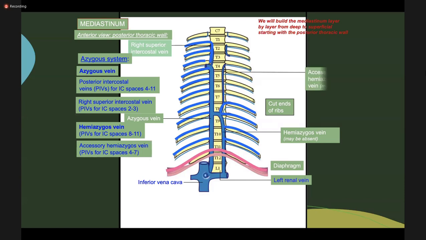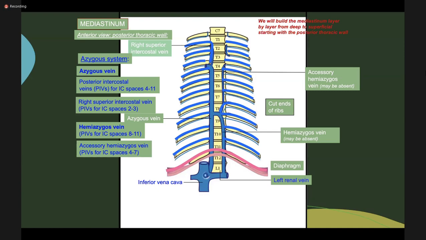And then accessory hemiazygous for the upper spaces: 4, 5, 6, 7. They are going into the left side. They are going into accessory hemiazygous, and accessory hemiazygous again going to azygous. So everybody is going to azygous. But there are few who are not following, who are not listening to us. Who are they? 2 and 3, posterior intercostal veins on the left side.